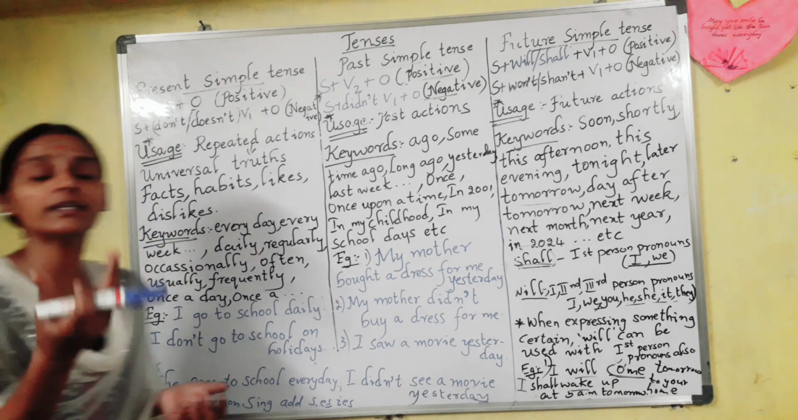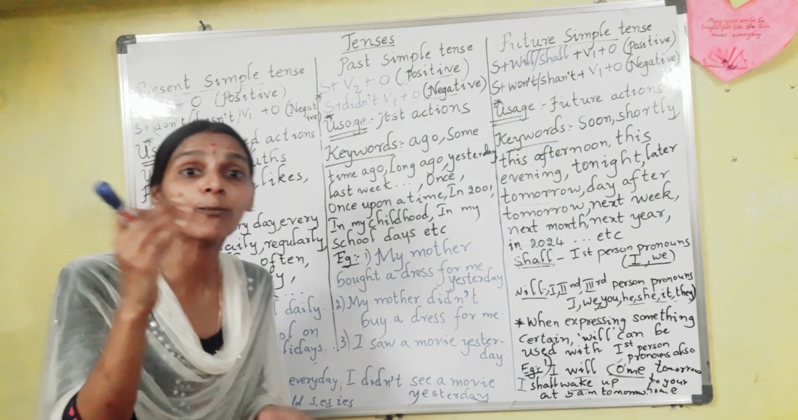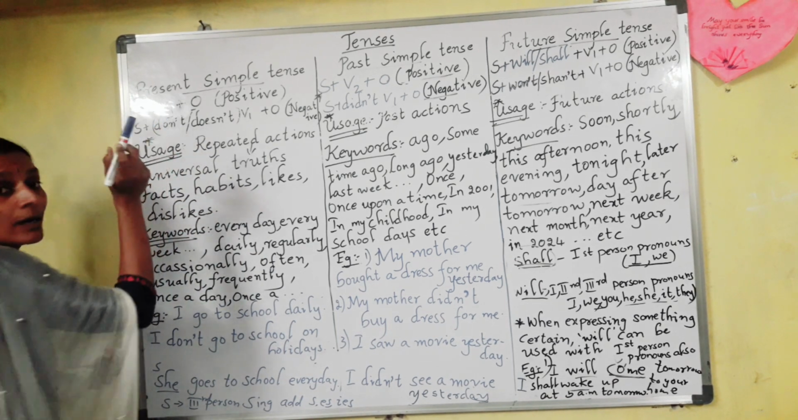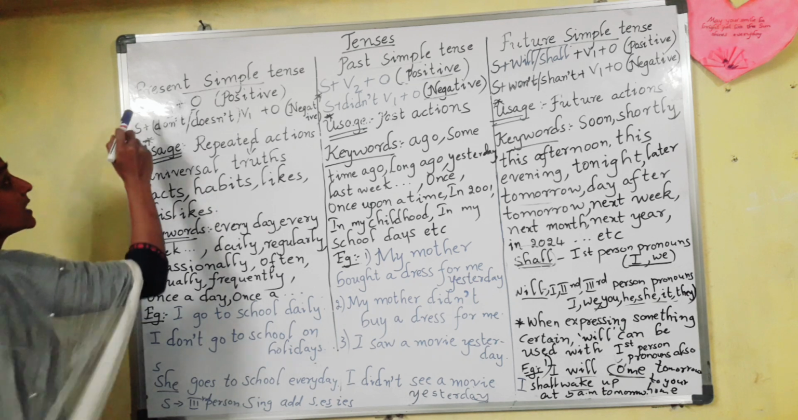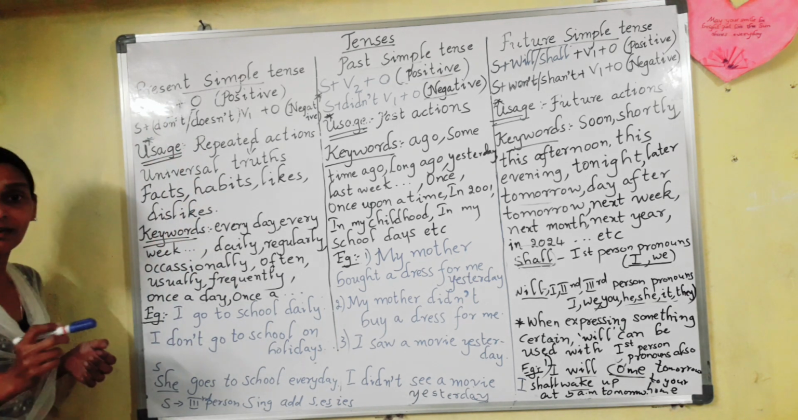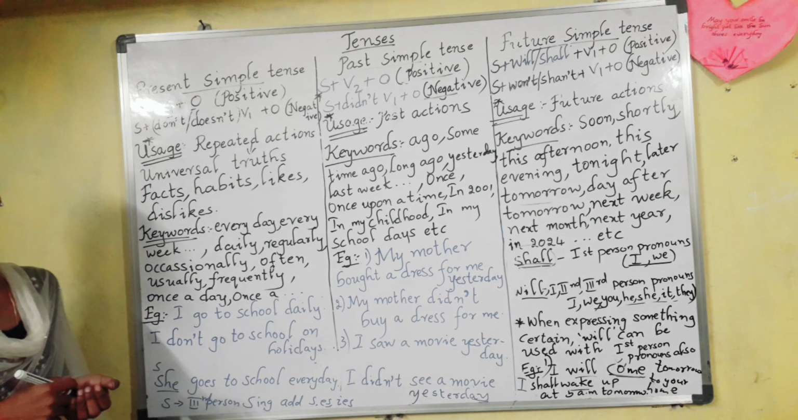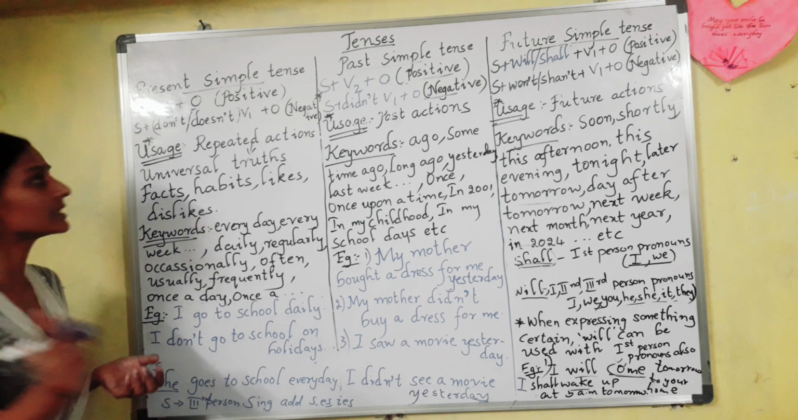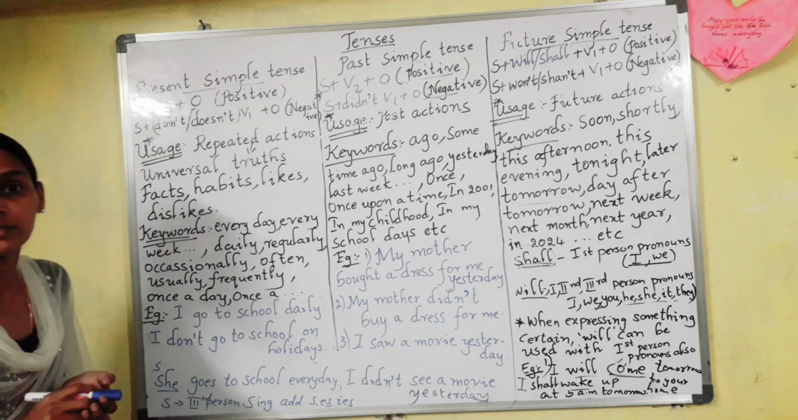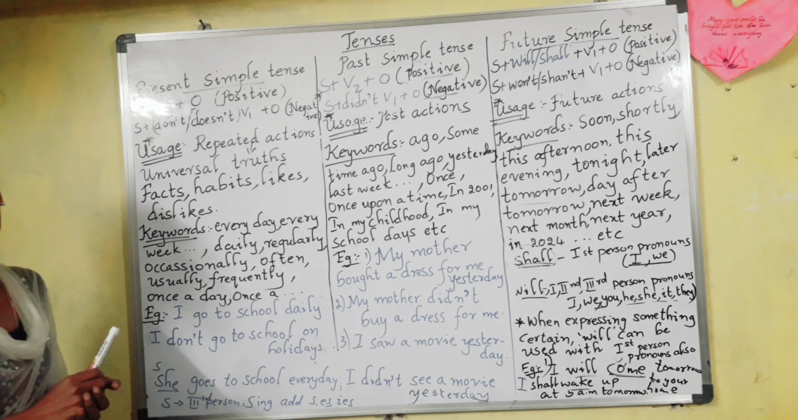See, if the sentence is a positive sentence, the structure will be subject plus verb plus object. Subject plus V1 plus object. Here, V1 is the first form of the verb or the present form of the verb. For a positive sentence, the structure is subject plus V1 plus object.